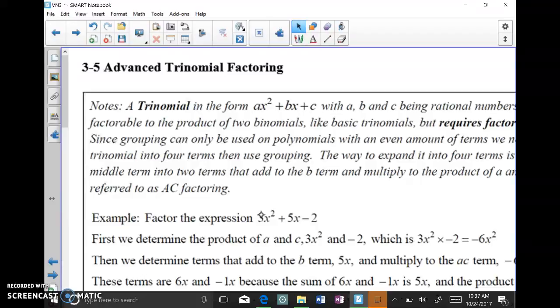But why didn't I do the video on advanced trinomial factoring right after basic trinomial factoring? Why did I do grouping in between? I did basic trinomial, then grouping, and now advanced.